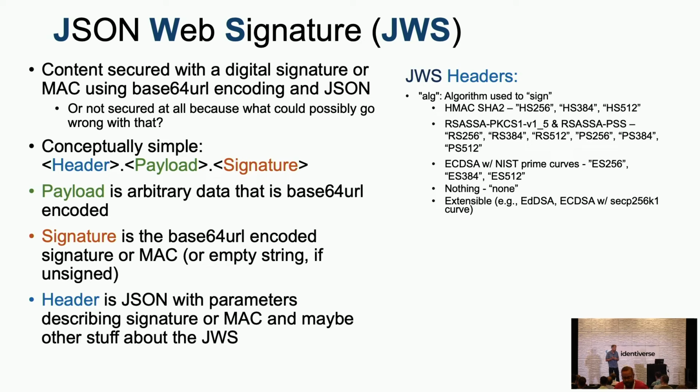There's actually a wide variety of RSA flavors, both the older PKCS 1.5 RSA signatures and RSA PSS. There's elliptic curve digital signature algorithms using some of the NIST prime curves. There is nothing, which is the famous alg none. I'm sure we will talk about it a bit more later. And it's extensible. The algorithm parameter is one way of enabling cryptographic agility, so new algorithms could be plugged in here and then implemented if both parties understand it.